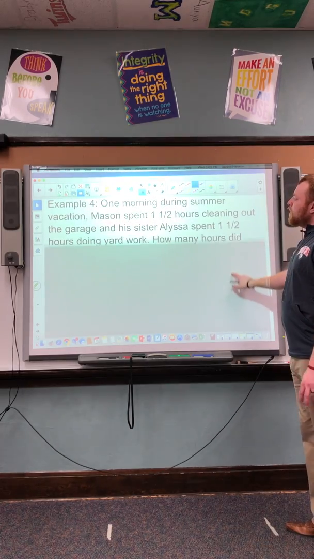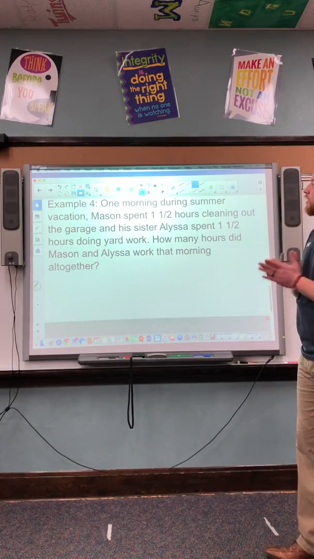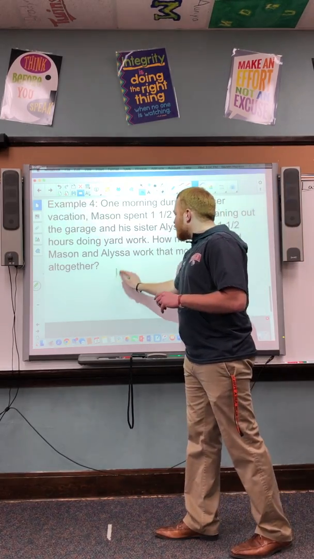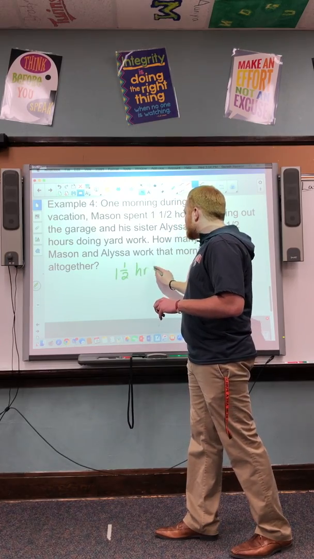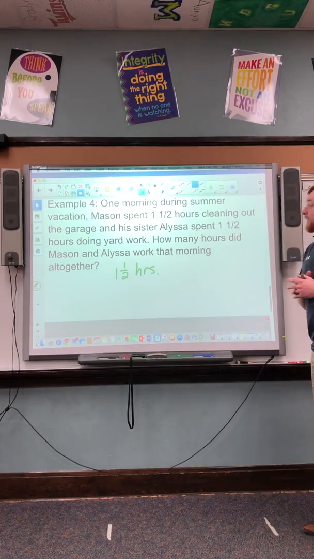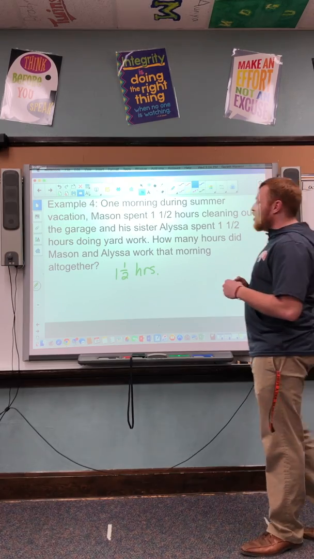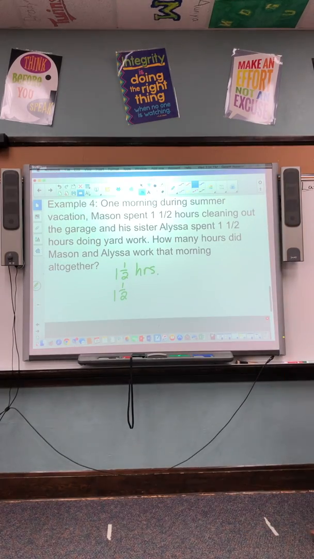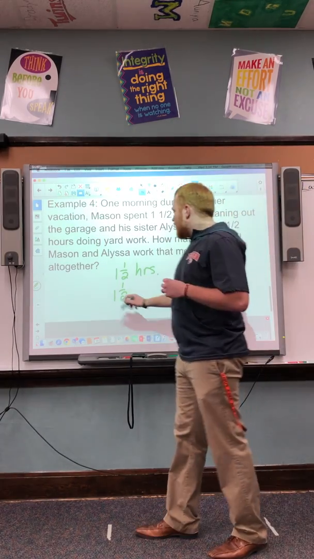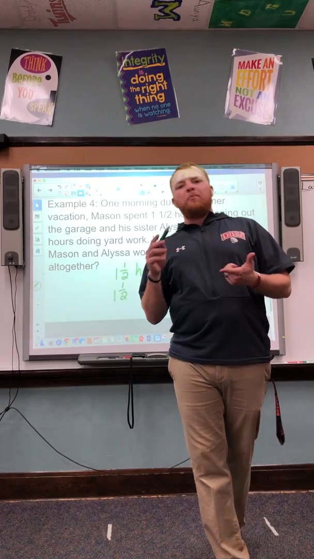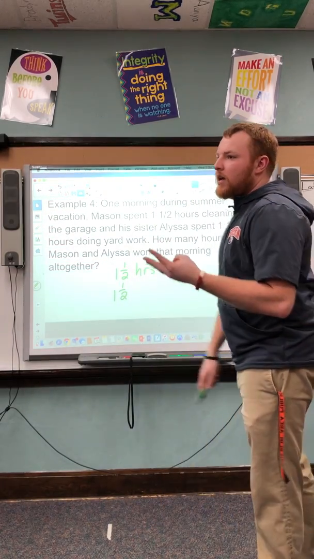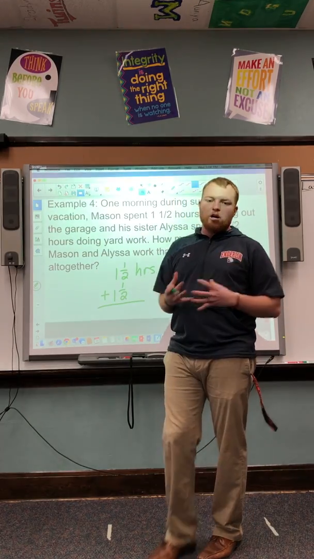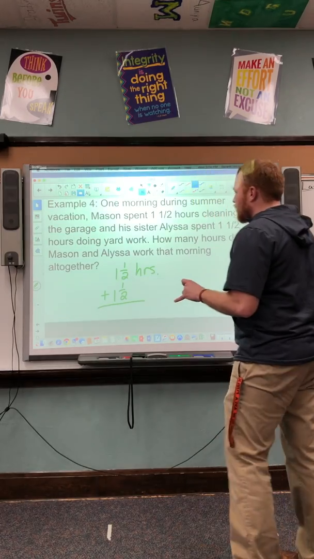Example 4. One morning during summer vacation, Mason spent 1 1/2 hours cleaning out the garage. So we have 1 1/2 hours Mason spent. And his sister Alyssa spent 1 1/2 hours doing yard work. So Alyssa did 1 1/2 hours. How many hours did Mason and Alyssa work that morning all together? For that, what operation would we use, addition, subtraction, multiplication, or division? We would add, because it wants to know all together how many hours they spent doing the work.